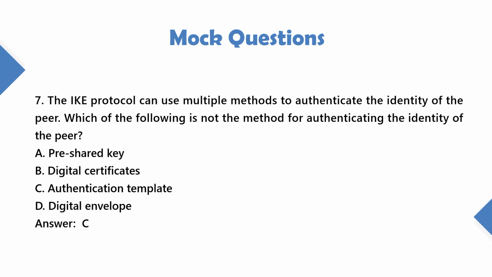7. The IPsec protocol can use multiple methods to authenticate the identity of the peer. Which of the following is not the method for authenticating the identity of the peer? A. Pre-shared key. B. Digital certificates. C. Authentication template. D. Digital envelope. Answer: C.